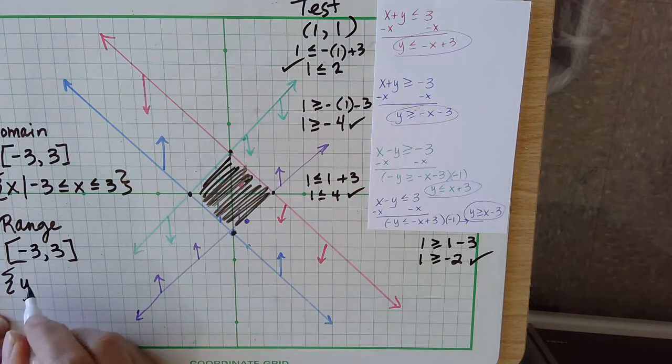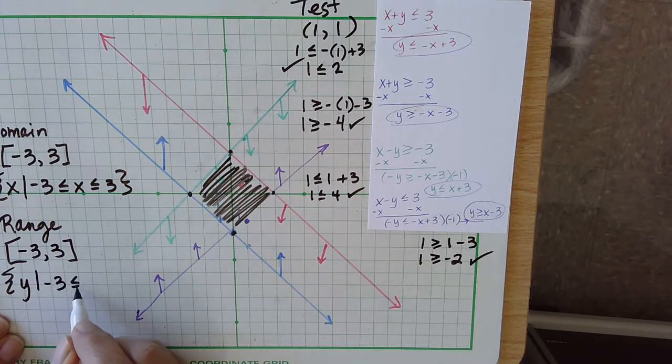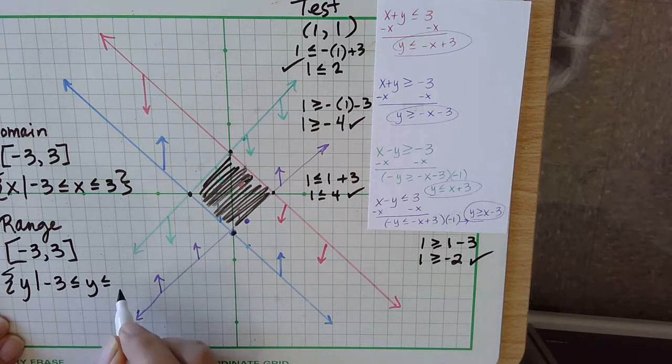And in set notation, I would say the set of values y such that negative 3 is less than or equal to y is less than or equal to 3.